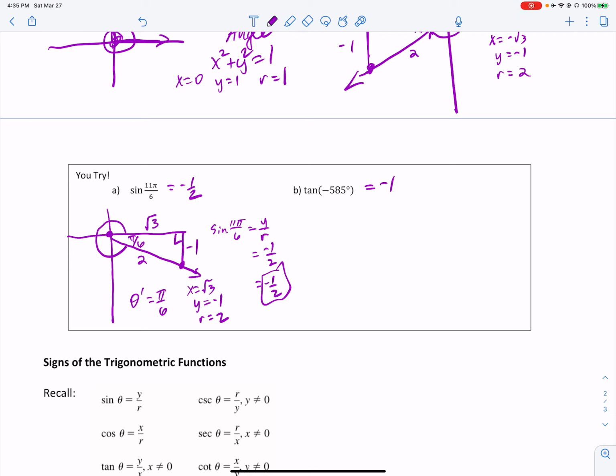For the tangent of -585 degrees, I want to think, okay, -585. If I subtract 360 from a positive, it's 135, or no, 225 degrees more. So -585 is going to be a -360 plus a -225 degrees. And so when I'm rotating clockwise, 225 is going to end up in quadrant 2.